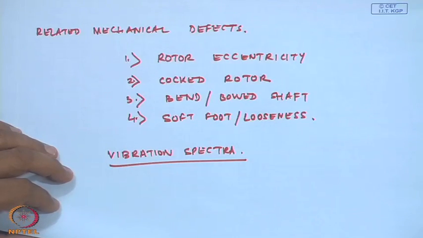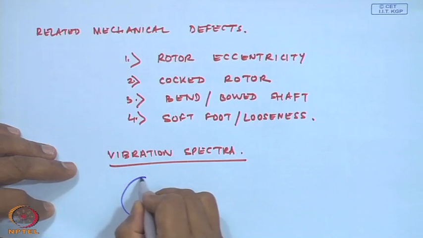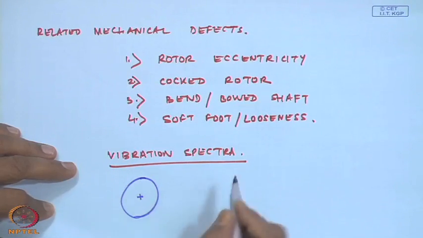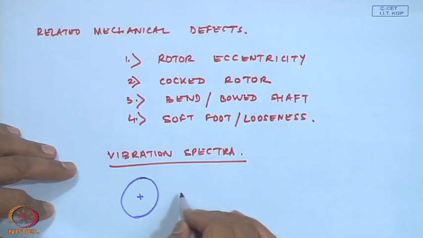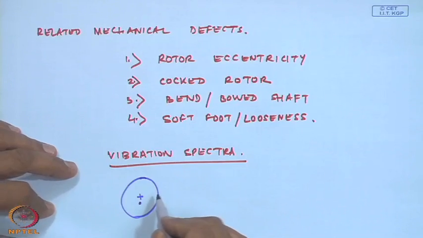Though there are means by which misalignment can be detected and separated out, particularly at high speeds the behavior is almost similar, and we should at least know what we mean by a rotor eccentricity. For example, if I look at a rotor, by rotor eccentricity I mean the rotor's center of mass is not at its center of rotation.